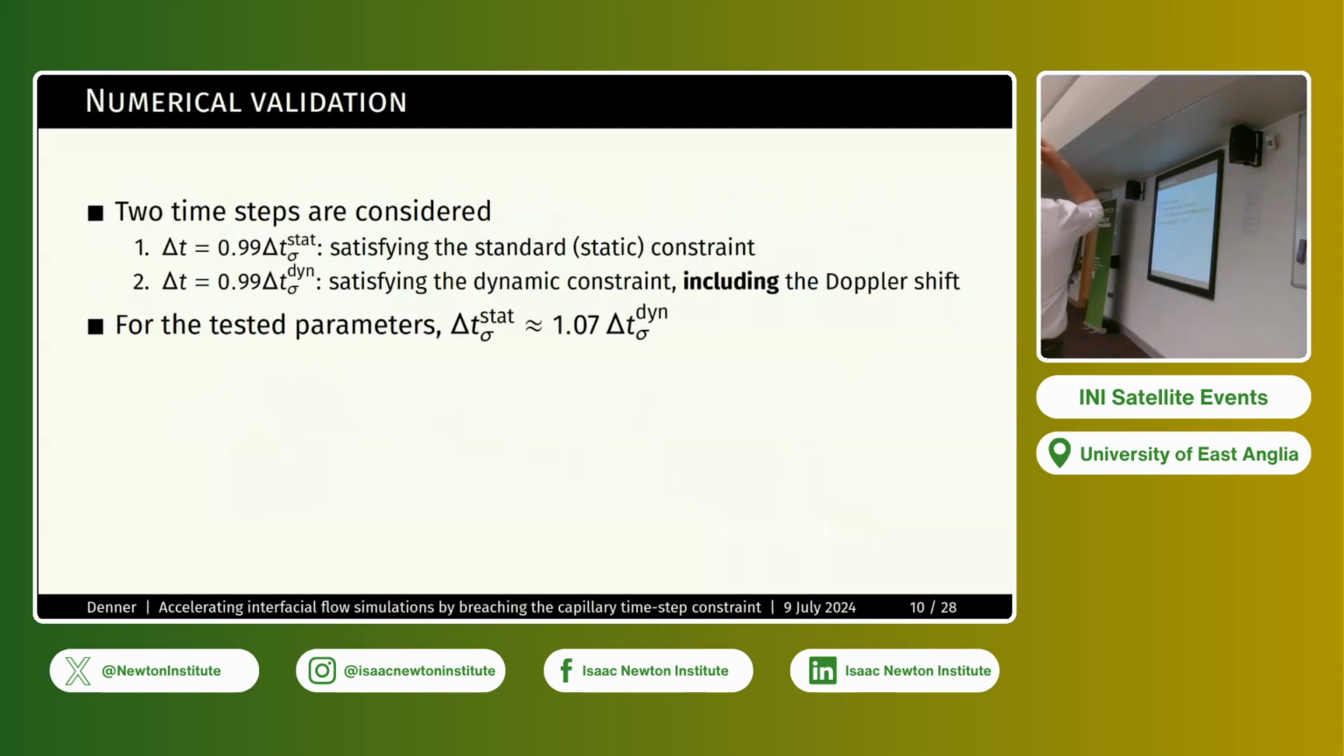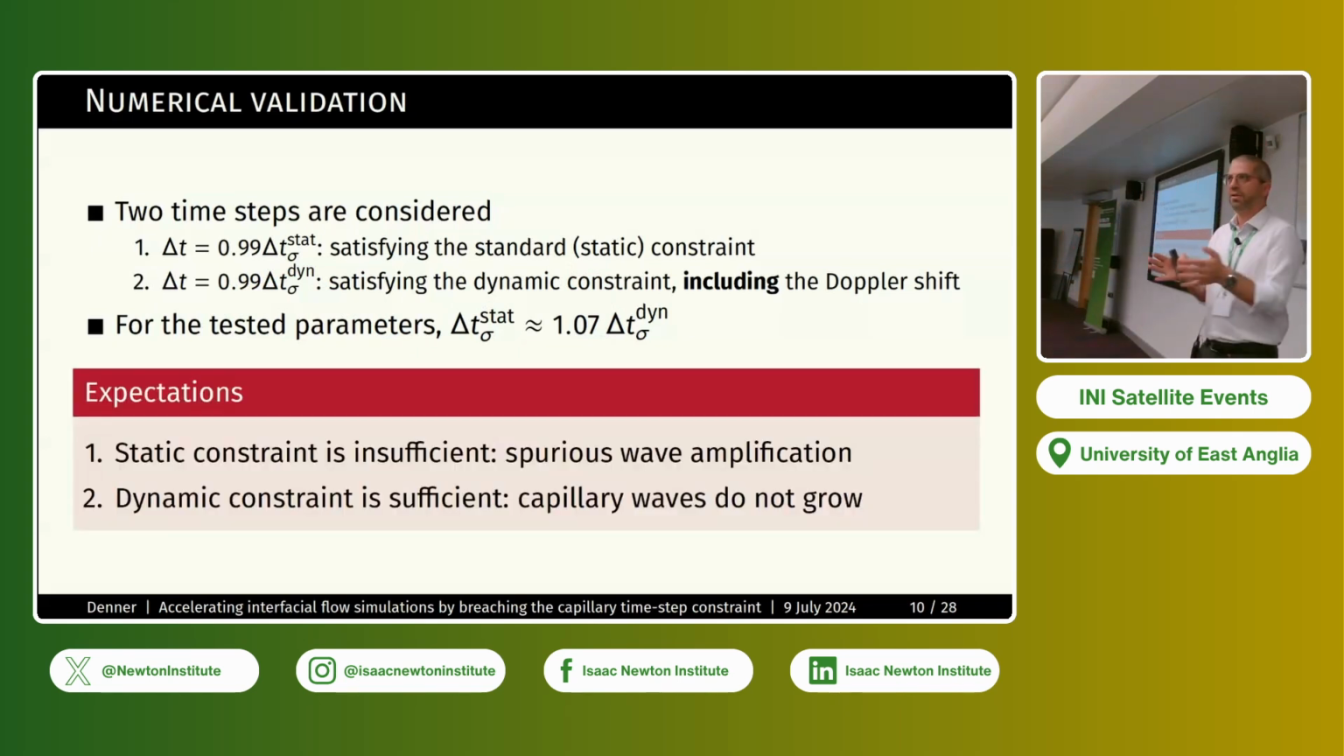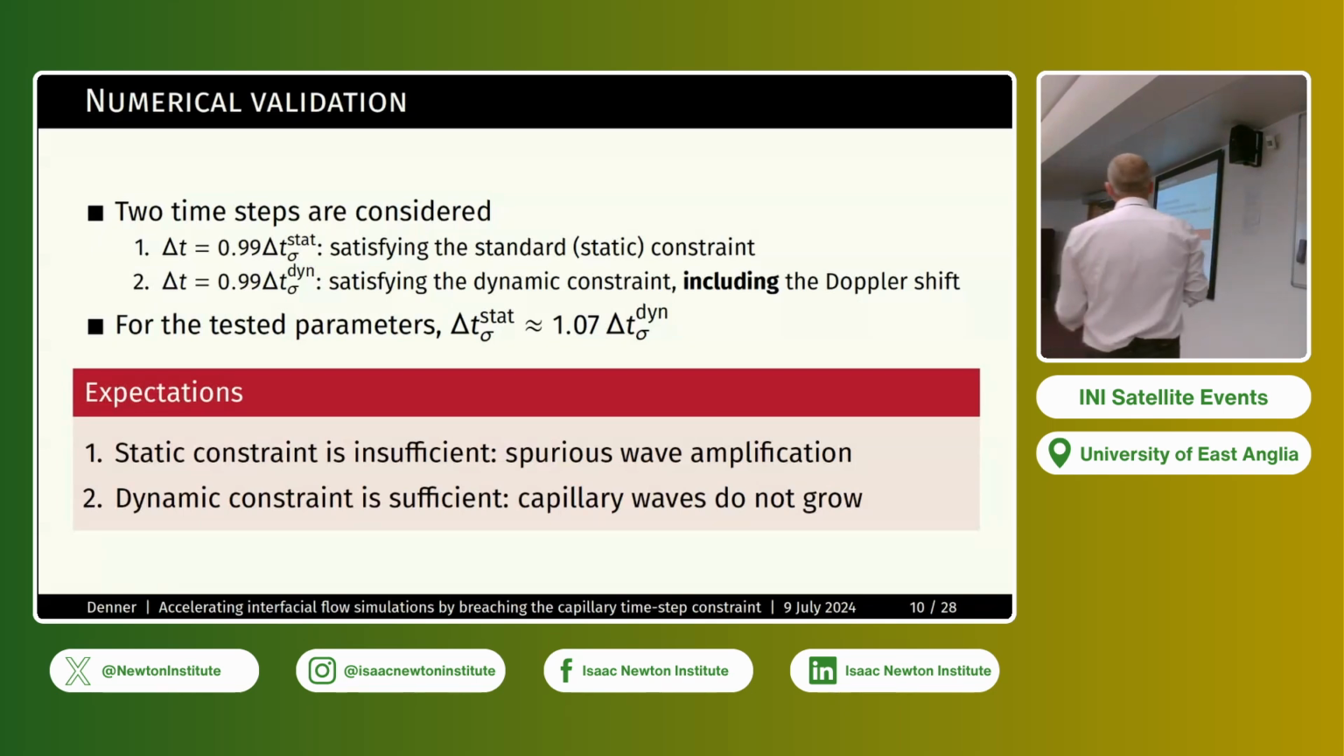So that's exactly what we did, and we used 2 different time steps. One taking the Doppler shift into account, one taking the Doppler shift not into account. And they're only 7% different, so they're not that far apart from each other. And the expectation was that, okay, the static constraint should not be sufficient because we don't take the Doppler shift into account, whereas the dynamic constraint should be sufficient. It's just below what the piece of paper told us. So those capillary waves should not grow.